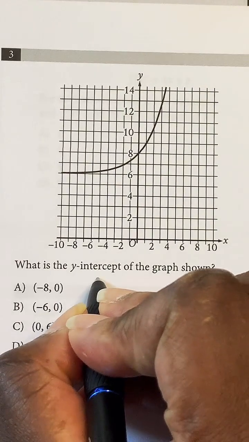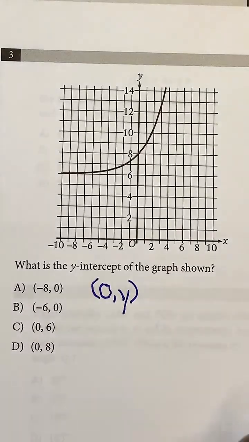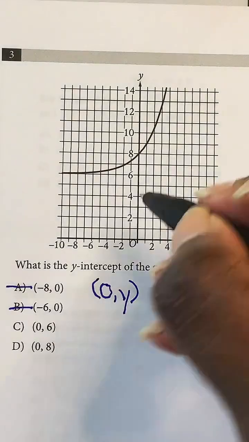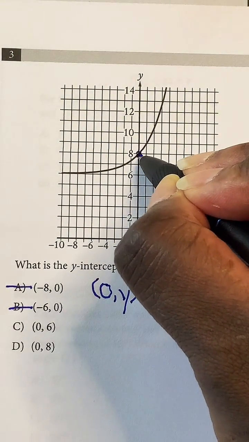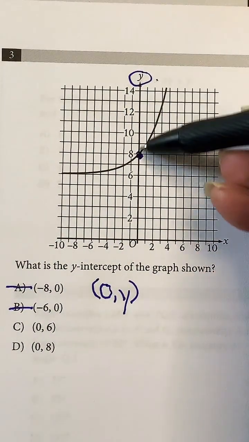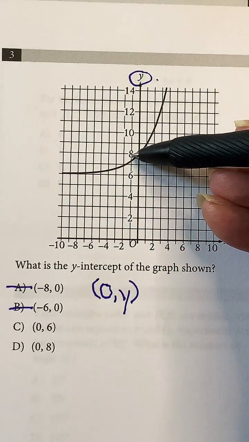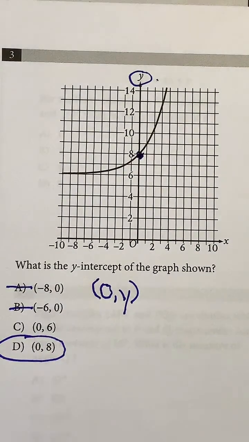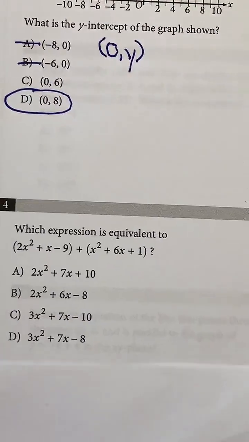Okay, y-intercept. That is when your x value is equal to 0. So right away, A and B are out. And if you take a look at the graph, it's where it crosses your y-axis. See the y up top? This is your y-axis. Where is our graph crossing the y-axis? It's a positive 8. So we have (0, 8). All right, excellent, guys. Good job.